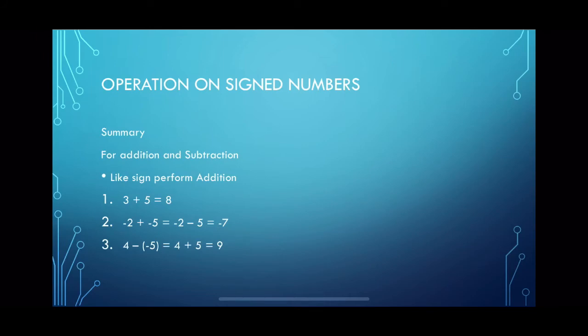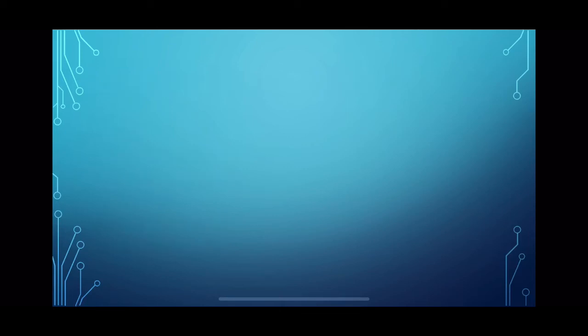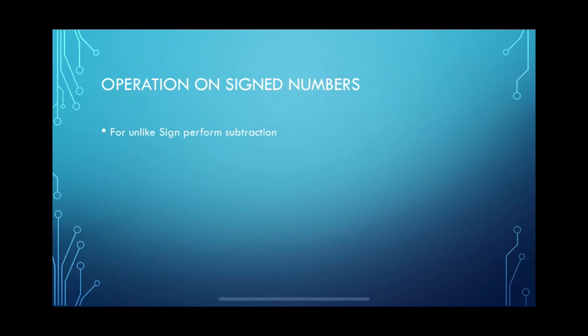So for number 3, we have 4 minus negative 5 is equal to 4 plus 5 is equal to 9. For unlike sign, we perform subtraction. So number 1, 5 plus negative 3 is equal to 5 minus 3 is equal to 2. For number 2, we have negative 8 plus 5 is equal to negative 3. Must take note of the following cases as well.